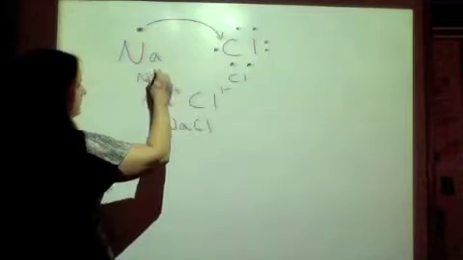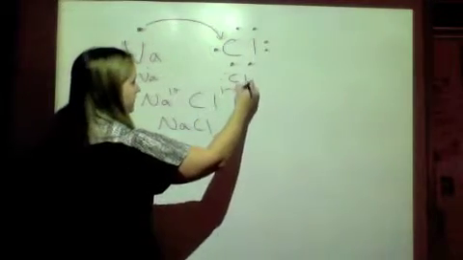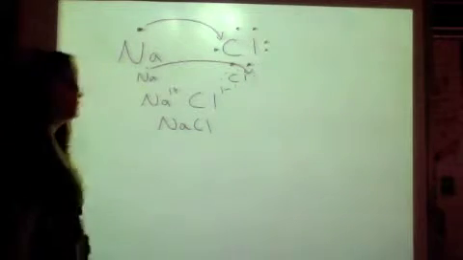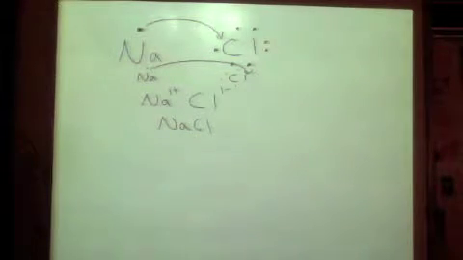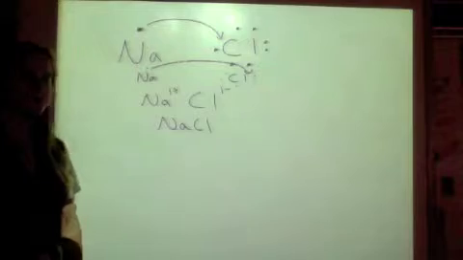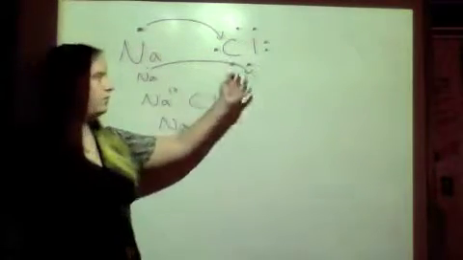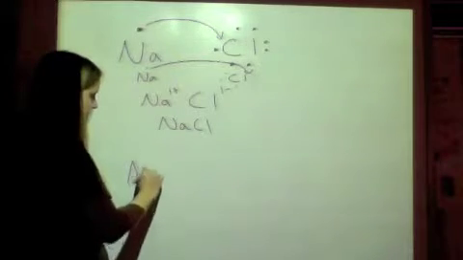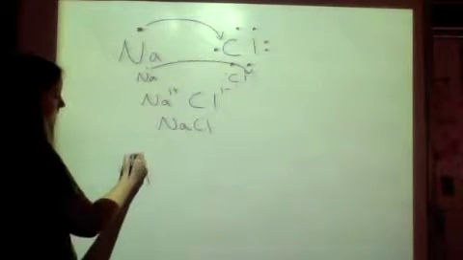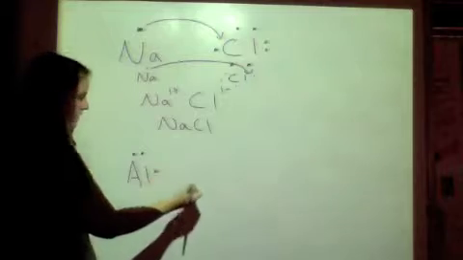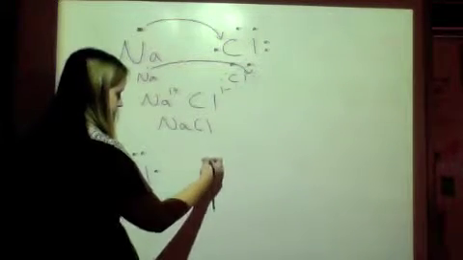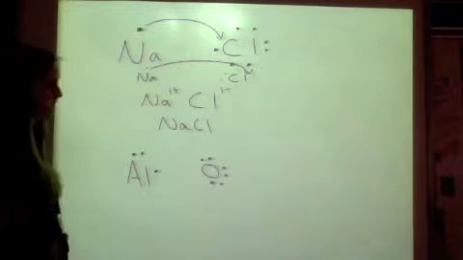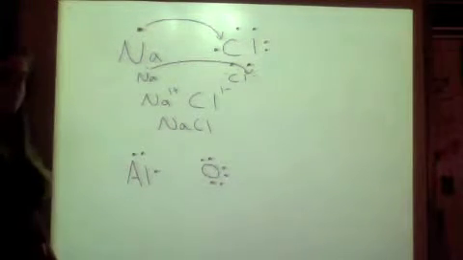And if you had, let's say, another chlorine and another sodium, what would happen? The exact same thing, right? And it's always going to have that 1-to-1 relationship. 1 sodium gives an electron to chlorine. Now, if you take aluminum, which has 3 valence electrons, and oxygen, which has 6 valence electrons.